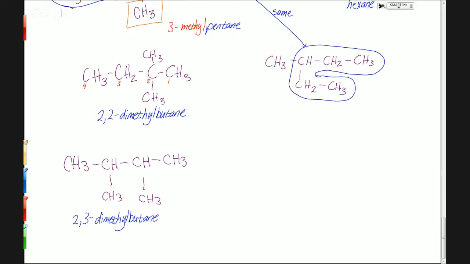All right, so here's the isomer. Here's the last one that we didn't get. It looks like this. What's the name of that one? Right, this one is 2-methylpentane.